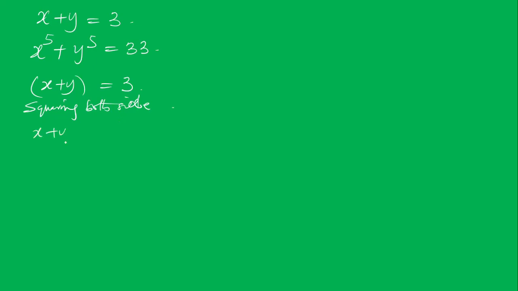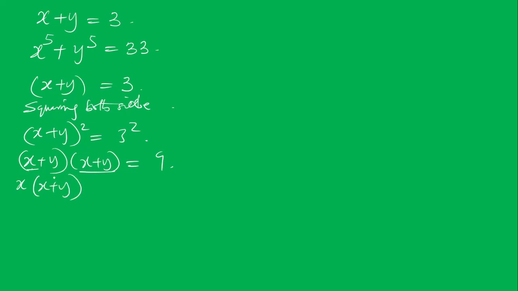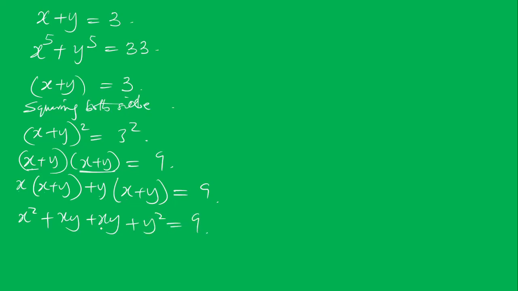You have (x plus y) squared equal to 3 squared. So squaring both sides, we have x plus y times x plus y, which is equal to 9, because 3 to the power 2 is 9. Now we use this to multiply this one. You have x times the whole of x plus y, then plus y times the whole of x plus y, equal to 9. If you multiply, x times x gives x squared, x times y gives xy, y times x gives plus xy, and plus y times plus y gives plus y squared, which is equal to 9.